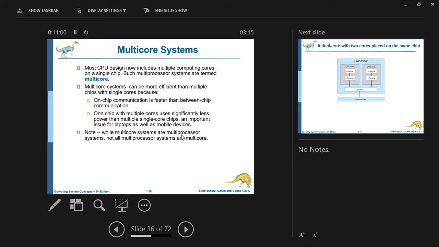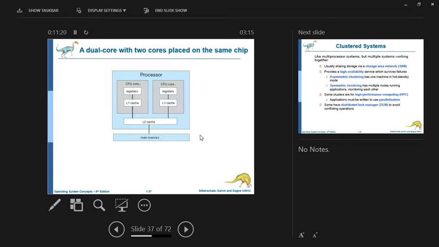One chip with multiple cores uses significantly less power than multiple single-core chips. An important issue for laptops as well as mobile devices is power, of course, right? Multi-core systems are multi-processor systems. The other way around, you can say it gives you the same kind of feeling, right? Not all multi-processor systems are multi-core.